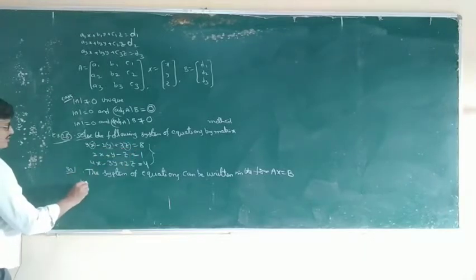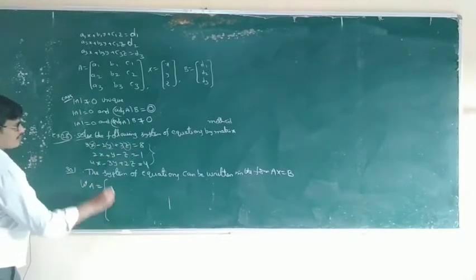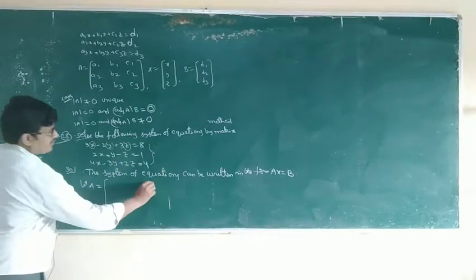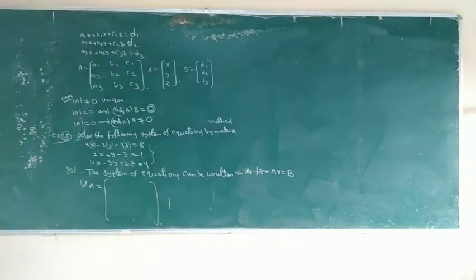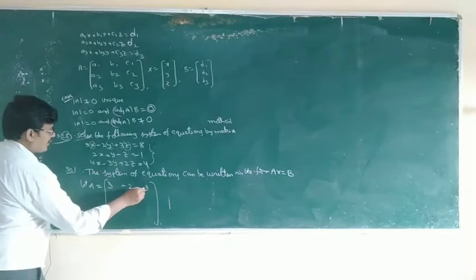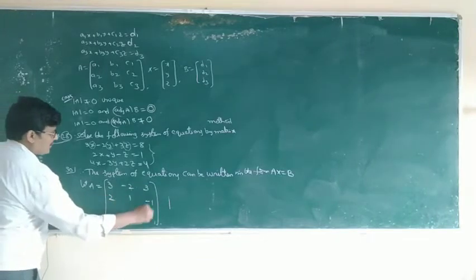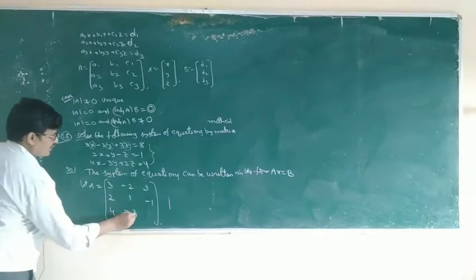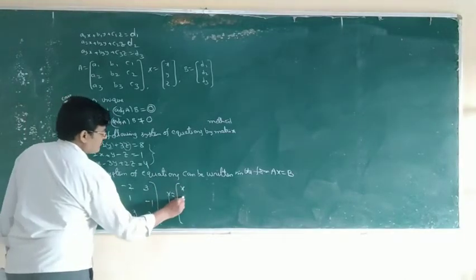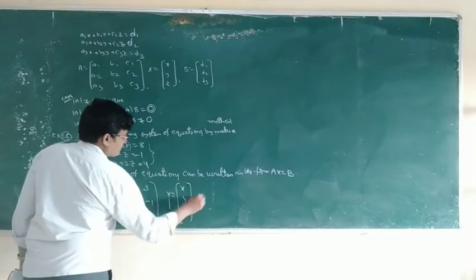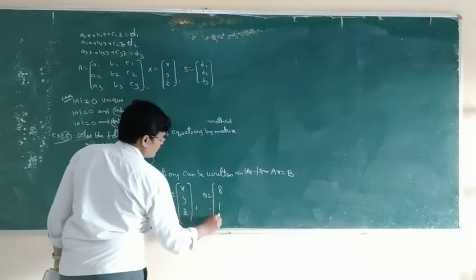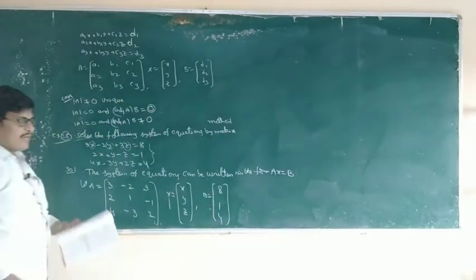First of all, let A be the coefficient matrix. All coefficients: first equation in the first row, second equation in the second row, third equation in the third row. So 3, -2, 3; 2, 1, -1; 4, -3, 2. What is the variable matrix? The X matrix is always the same: x, y, z. What is the constant matrix? The constant matrix is 8, 1, 4.